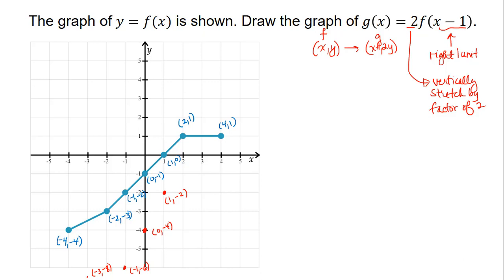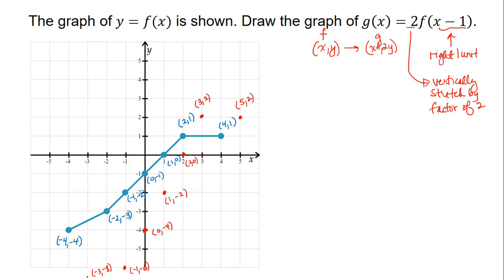1, 0 moves right 1, and when we multiply the y value by 2, we just stay at 0, so that's going to be the ordered pair 2, 0. Then 2, 1, we move right 1 and multiply the y value by 2. That takes us to 3, 2. And then 4, 1, we move right 1 and multiply the y value by 2, which takes us to 5, 2.